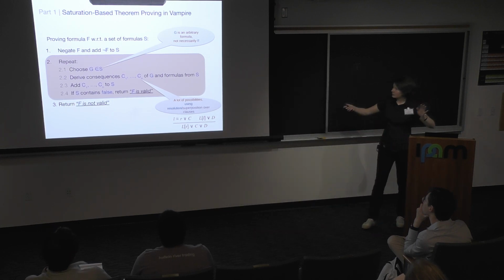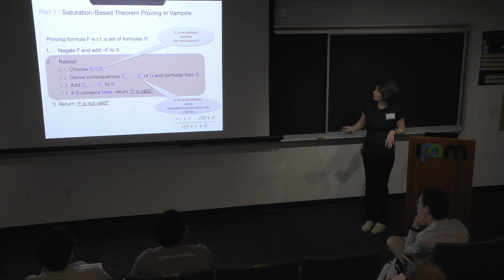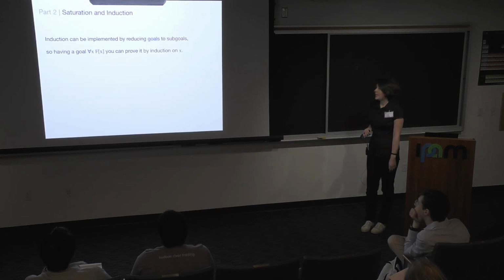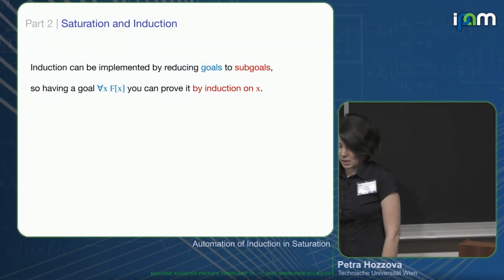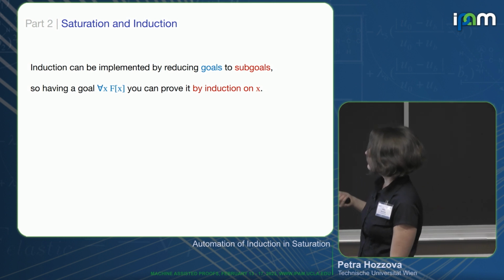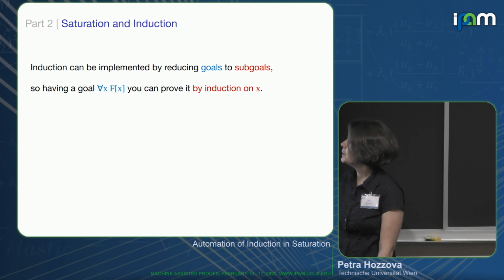Okay, so this is saturation and superposition in a nutshell. And now we can move over to how we integrate this with automating induction. So induction can be automated or implemented by reducing goals to subgoals.